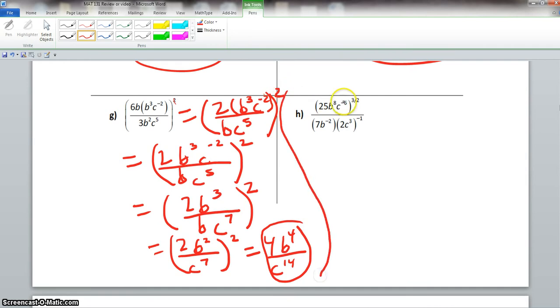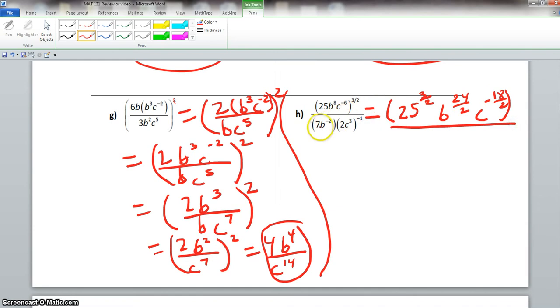Now we come here to H. Now we have 25b to the 8th, c to the negative 6, to the 3/2 power, over 7b to the negative 2, 2c to the 3rd, to the negative 1. So in our numerator, I would take each of these terms to the 3/2 power. So we have 25 to the 3/2 power, b to the 8th to the 3/2 will give us b to the 24 over 2, and c to the negative 6 to the 3/2 will give us c to the negative 18 over 2.